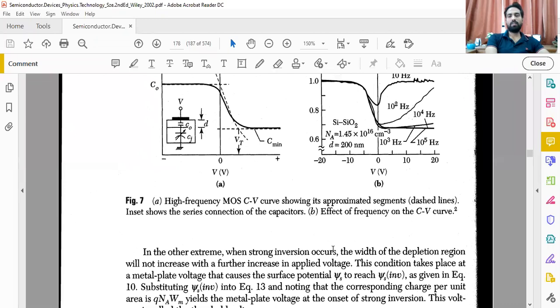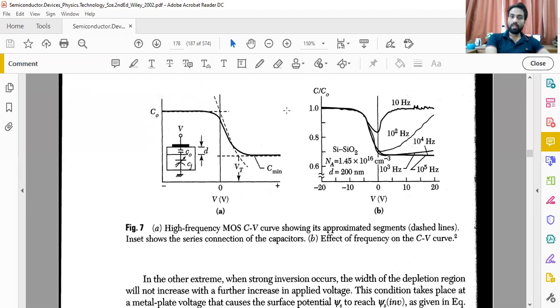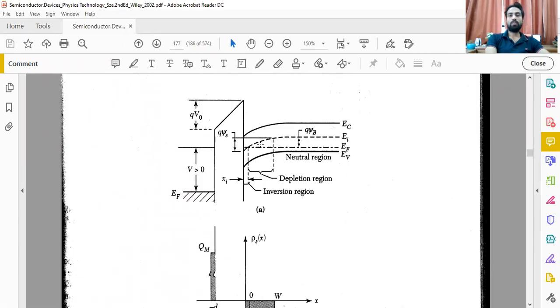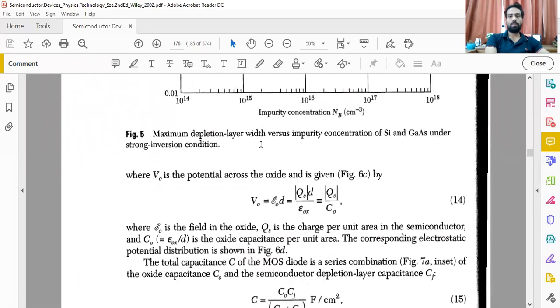If we see here, we are looking for the capacitive effect, an important part. The high frequency MOS CV curve is showing the approximate segment as a dash line. So now we have a target to understand whether some sort of capacitance is there in the MOS or not. That curve is indicating yes, there is a capacitive effect when we are applying the voltage, and we can understand that capacitive effect through the equations shown here.